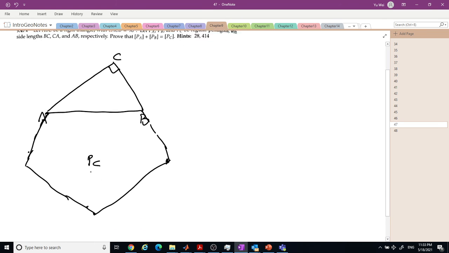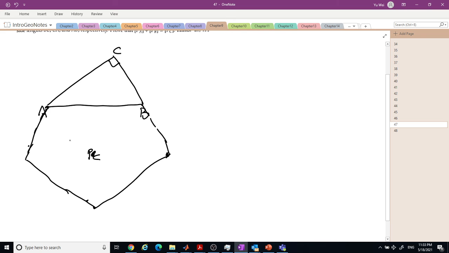So the regular pentagon, we have the center, right? Because they are inscribed in a circle.